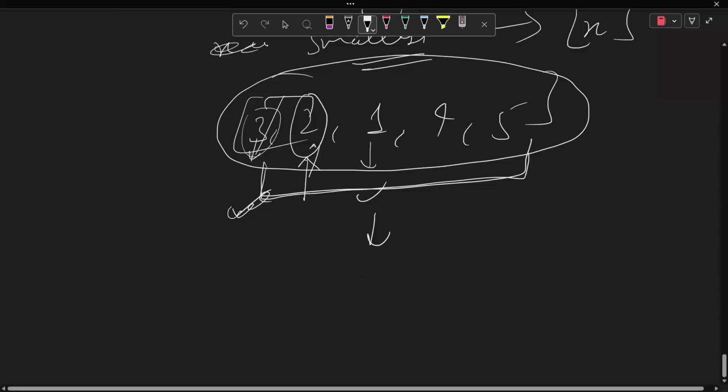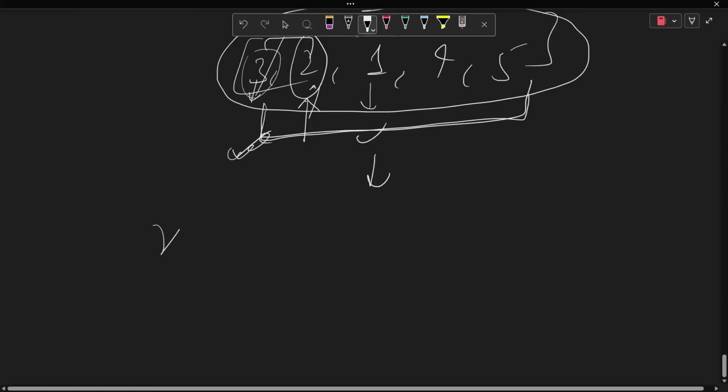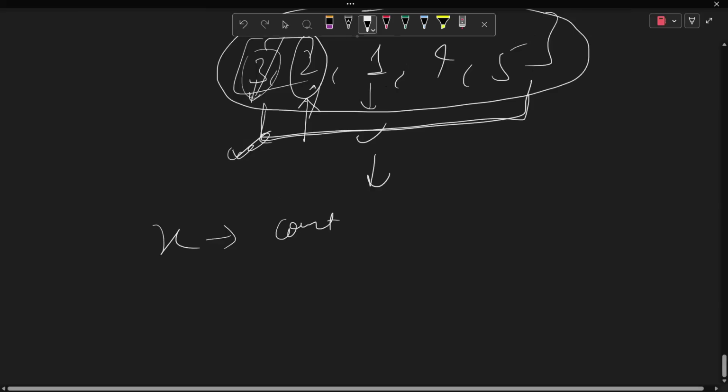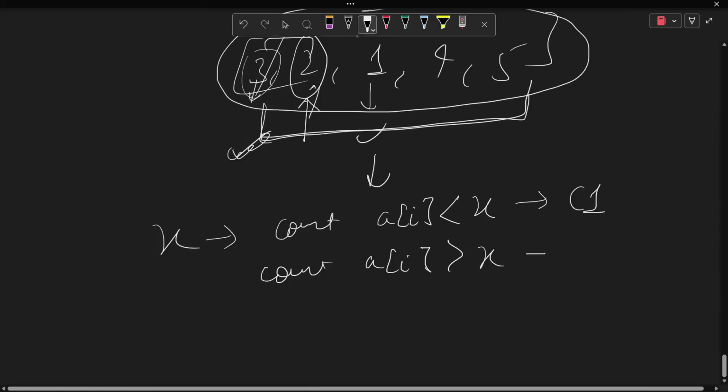Now, how can 2 become the median? What's the condition for median? The condition for any element x to be a median is simply to count the number of elements less than x. Let's say this is c1. Then count the number of elements greater than x. Let's say this is c2.